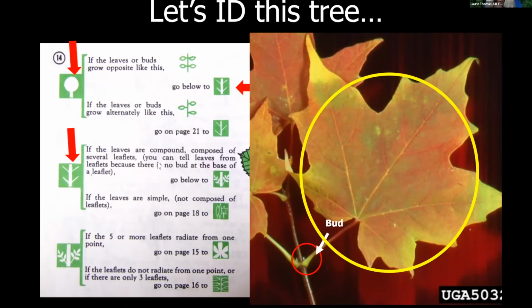So that means it is not made up of several leaflets. It's only made up of one blade. So we have a simple leaf. So now we're going to follow this symbol for a simple leaf over to page 18.